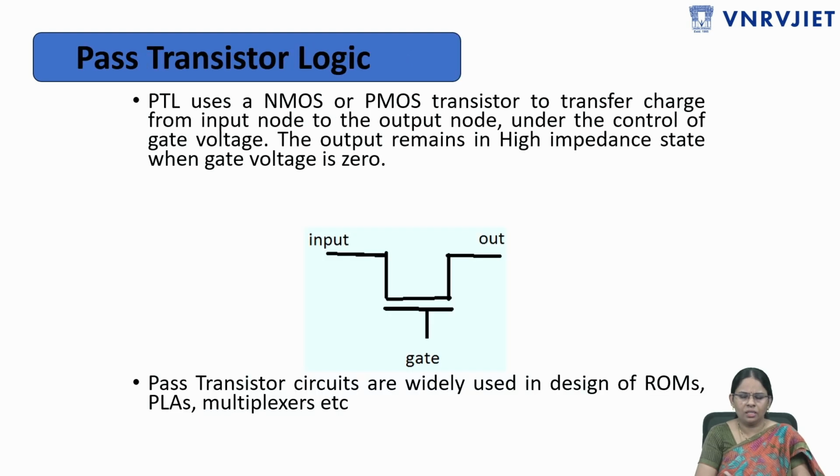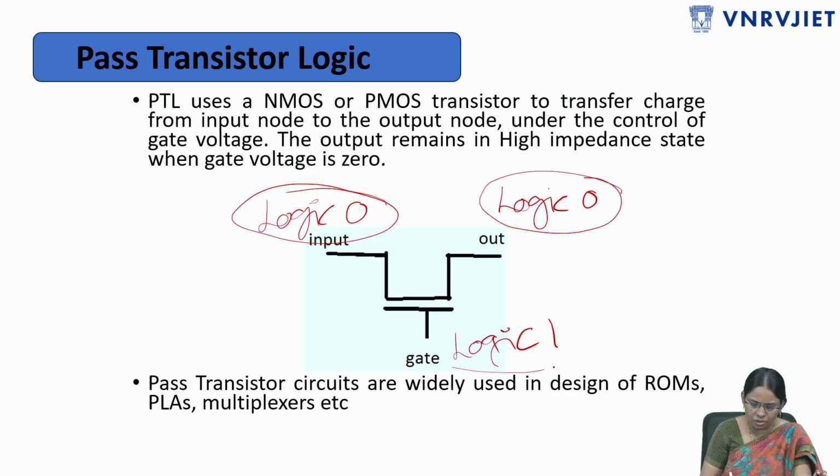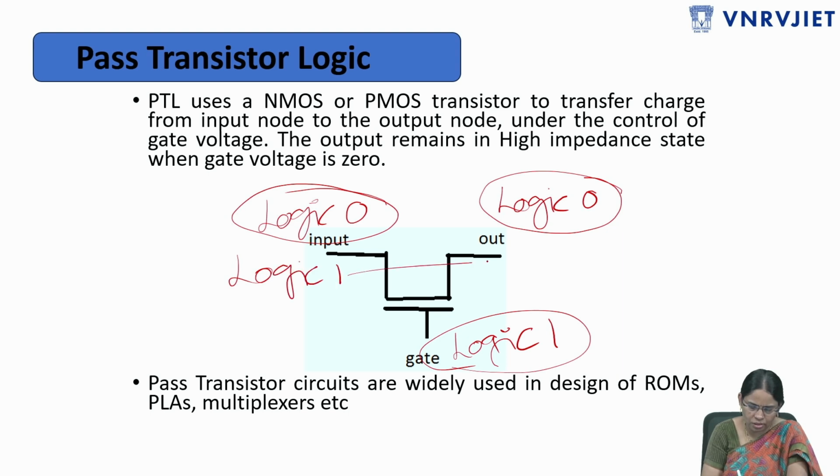Here, this symbol stands for NMOS. If I give the gate as logic 1 and the input as logic 0, then because of the gate signal being logic 1, the output will be logic 0. That is, whatever input data I give, the same is transferred to the output. If I give the input as logic 1, this data will be transferred to the output as logic 1, whenever the gate signal is logic 1. This is the NMOS type pass transistor.